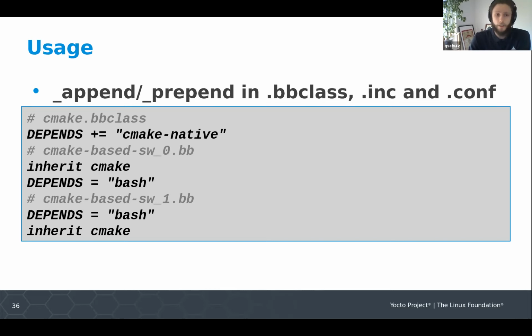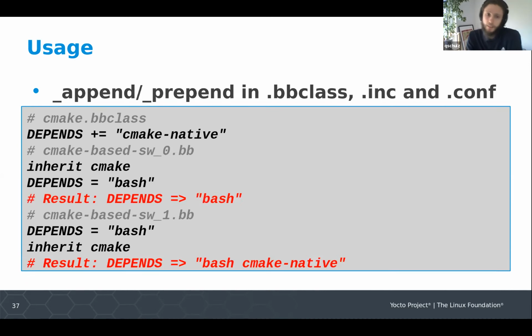And in my CMake-based software recipes, I do inherit CMake and then depends equal bash, or for the second recipe, depends equal bash and inherit CMake. And you will see that the order actually matters, because everything is flattened. So you would see in the first example that you would do basically depends plus equal CMake native and then depends equal bash, which means that depends will be set to bash and not what you expected. So in that case, the order matters, and in my opinion, it shouldn't.